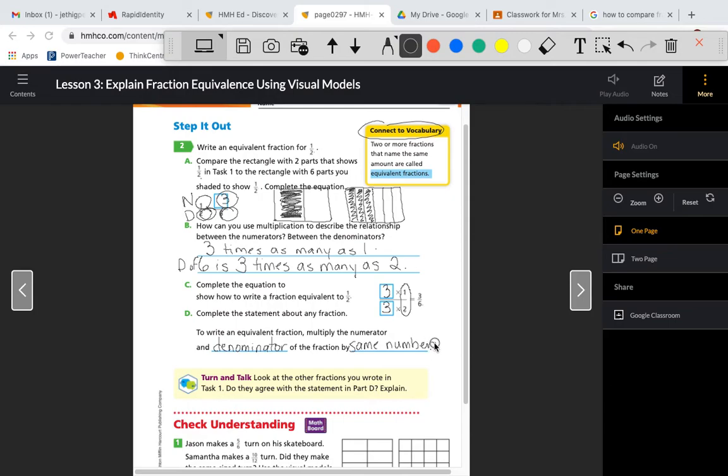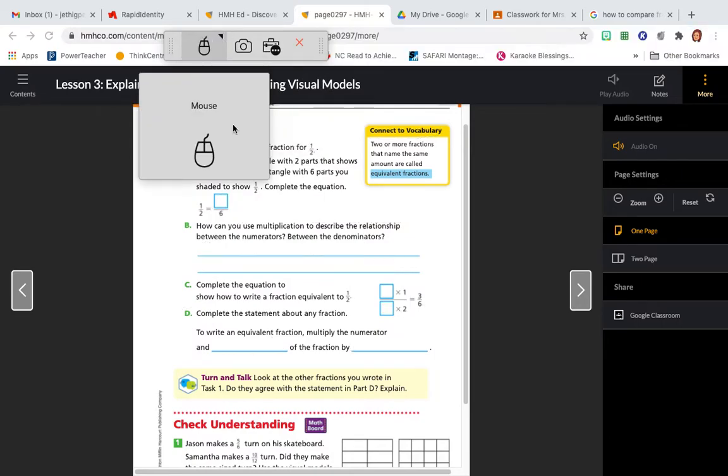Make sure that you have D completed. Remember that statement. To write an equivalent fraction, you multiply the numerator and denominator of the fraction by the same number. All right, I want you to pause the video and try number 1, check understanding at the bottom by yourself. When you're finished, turn the video back on and check your answers.